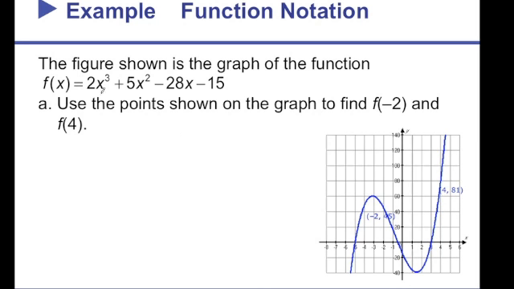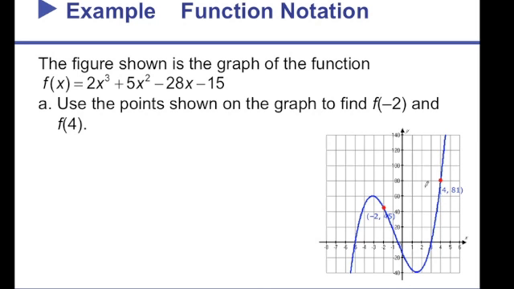We have a figure here. We have a graph of the function f of x equals 2x cubed plus 5x squared minus 28x minus 15. We want to find f of negative 2 and f of 4. That means we want to find out what this function equals when I put negative 2 in place of the x. Well, since we have the graph here, it's the easy way to do it.